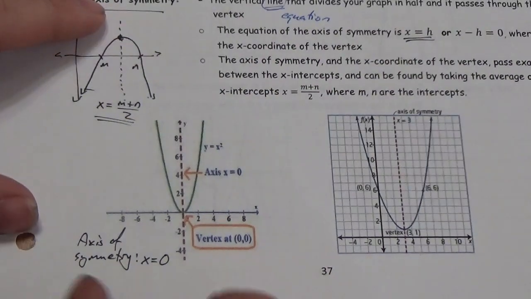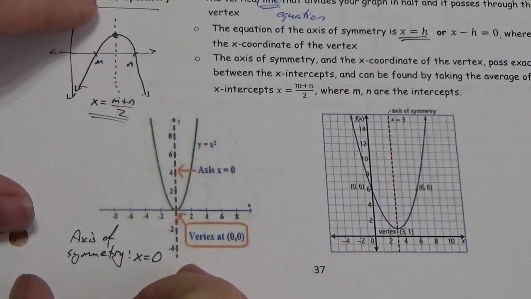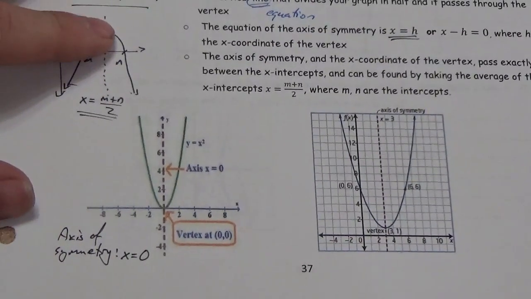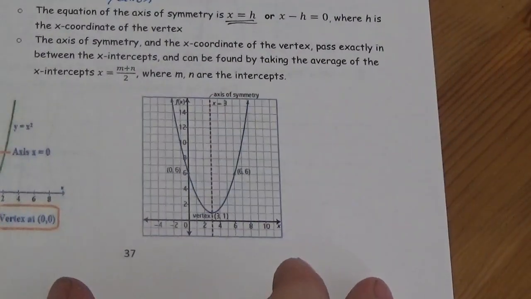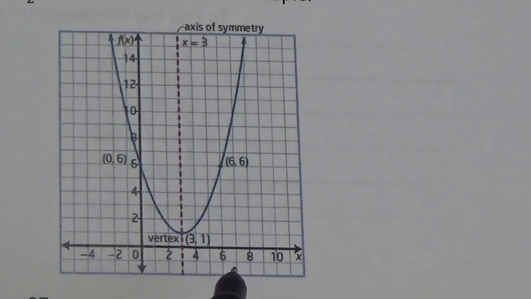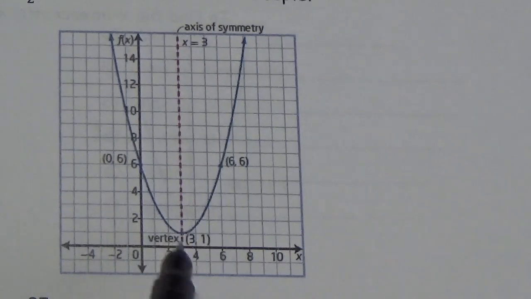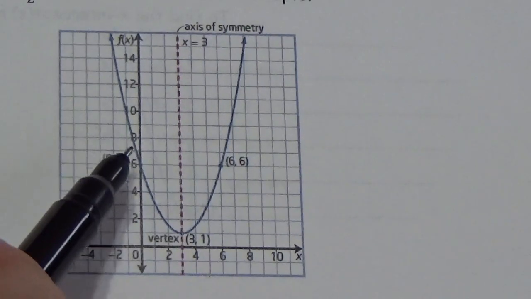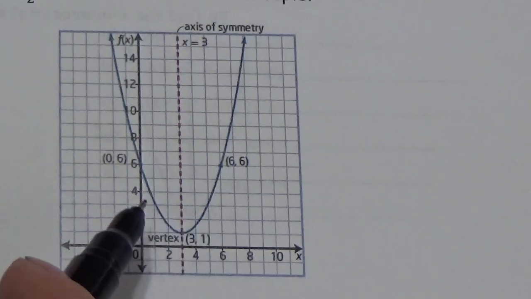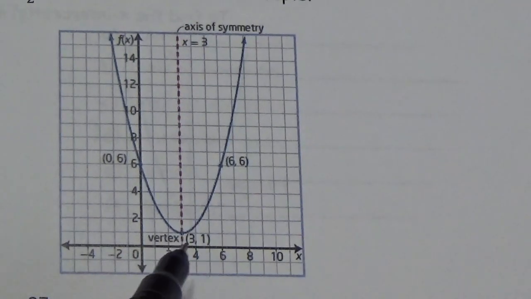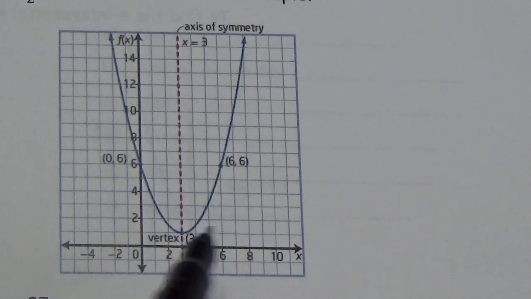So please be clear with your notation so that there can be no confusion about whether or not you understand the concept. So here, let's take a look at this one real quick. Notice here that the vertex is the point (3, 1). Which means that as I look at all of the y-coordinates on this graph, y equals 1 is the lowest value of y on this graph. That occurs where x is equal to 3.